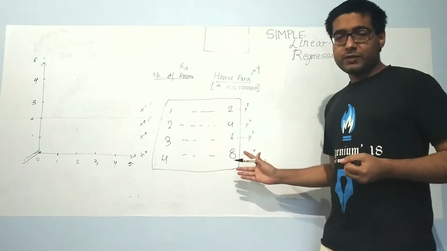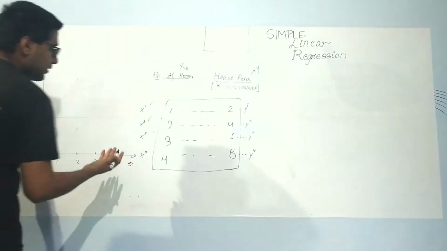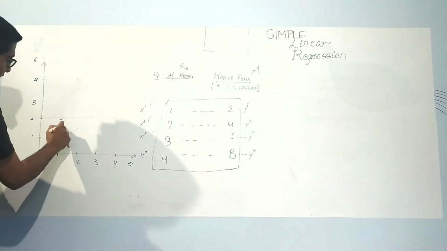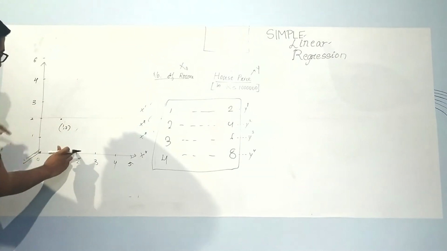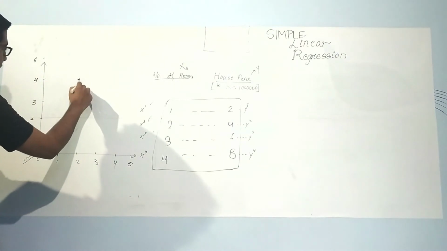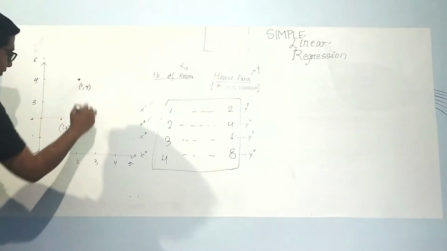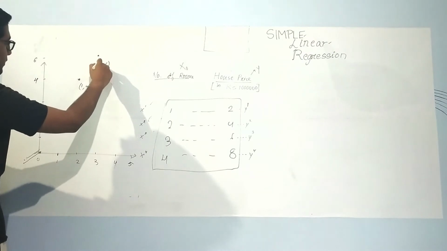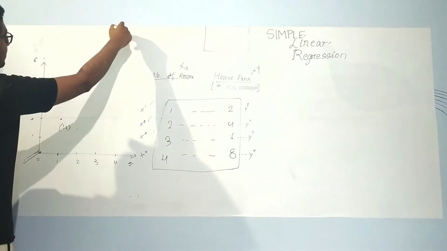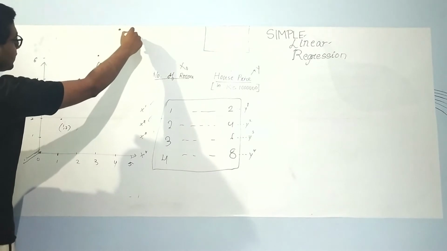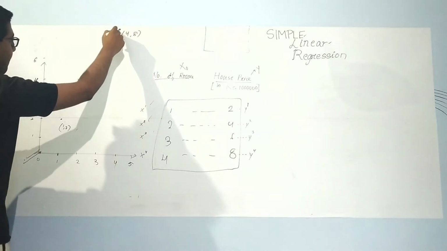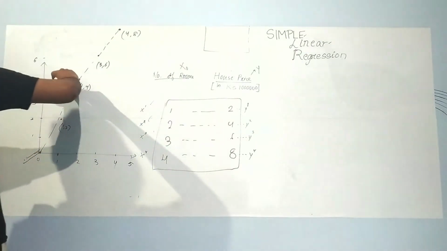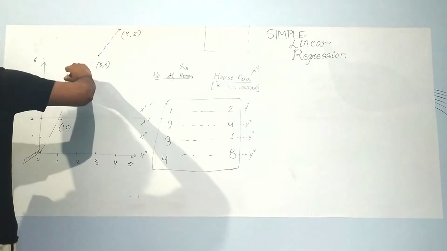Let's plot these points first and see what we can make of it. So for one room we have 1, 2, that's 1, 2. For two rooms we have 0.4, 1, 4. For 3 we have 6. And for 4 we have somewhere around here, let's say 4, 8. Okay, and this is the equation for y equals to 2x.